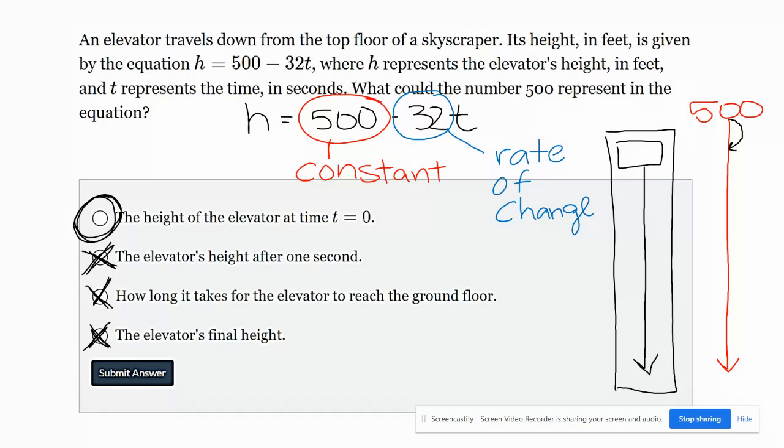So make sure that whenever you have these types of equations, you identify what's the constant, what's the rate of change, and make sure you really understand what's happening in the questions. If you don't know what's happening in the questions, it's going to be really hard to think about your starting point and what's changing over time. So definitely take the time to read it, reread it if you need to, and go from there.